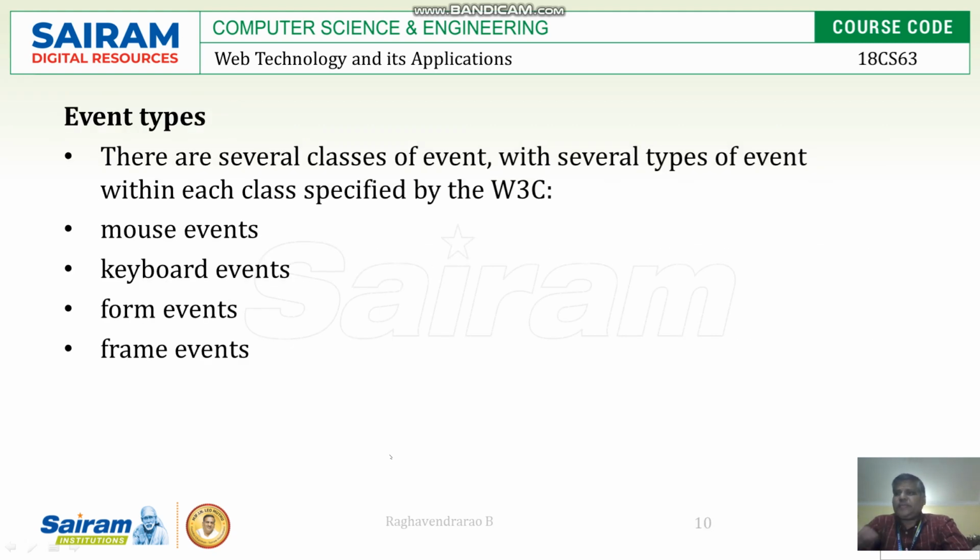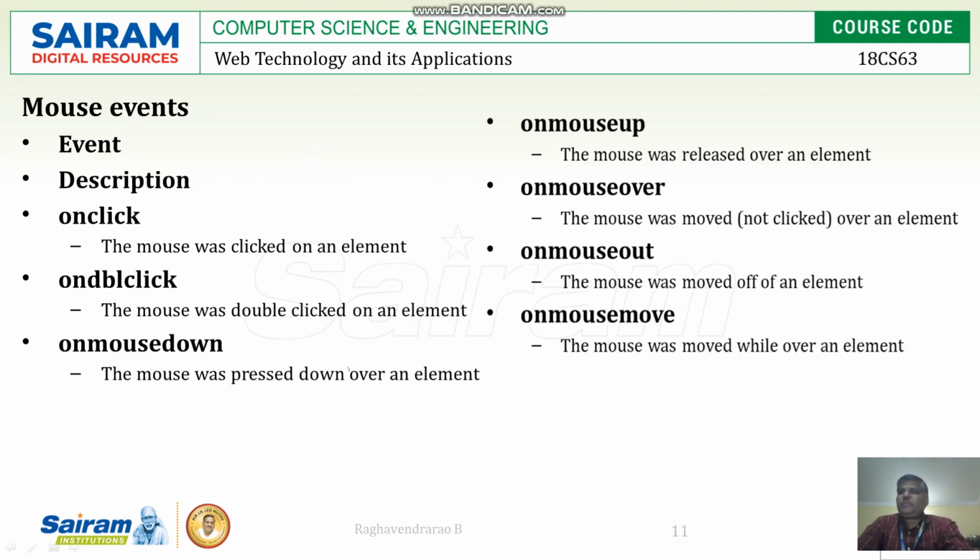There are so many event types prescribed by the W3 consortium. There are mouse events, keyboard events, form events, and frame events. Now what do we mean by mouse events? There are so many. onclick is when the mouse is clicked on an element, a single click. Then ondblclick is when you double click.